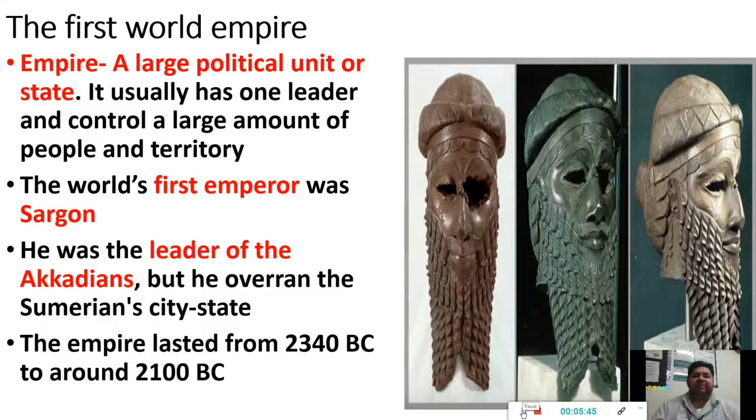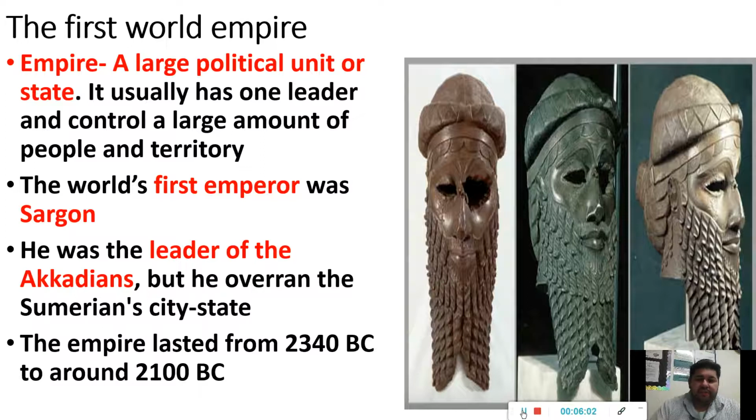All right, so now we're going to talk about the first empire. Now, an empire is a large political unit or state. All right, they're big. They usually have one leader, and they control a good amount of people and or territory.